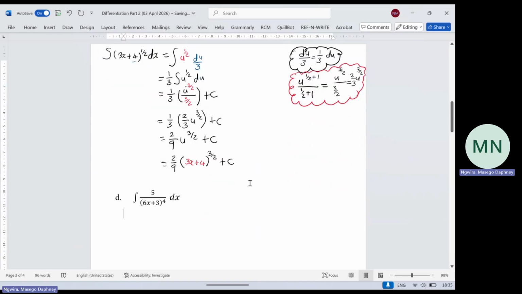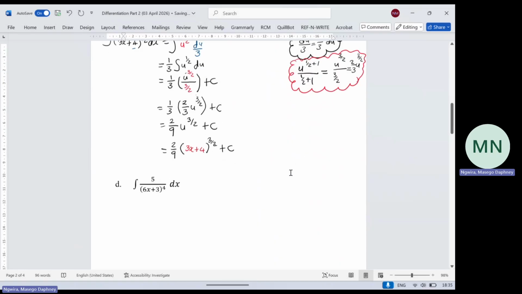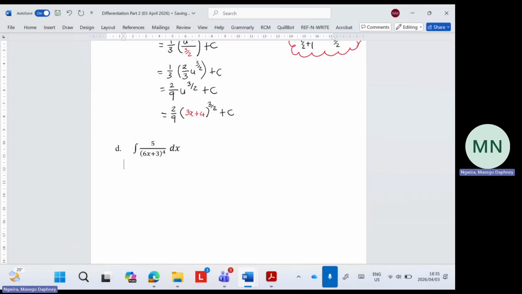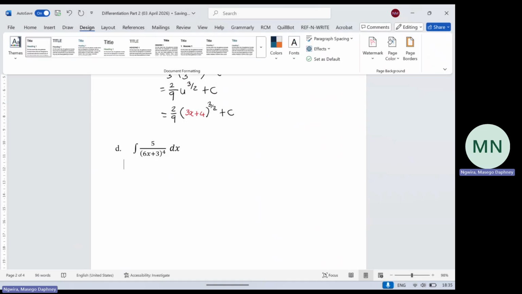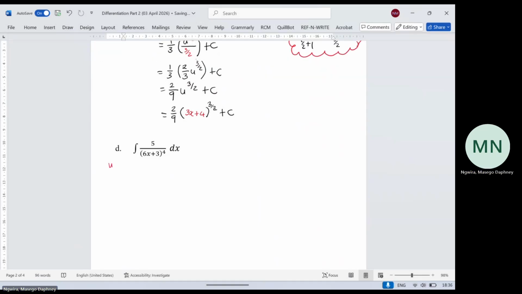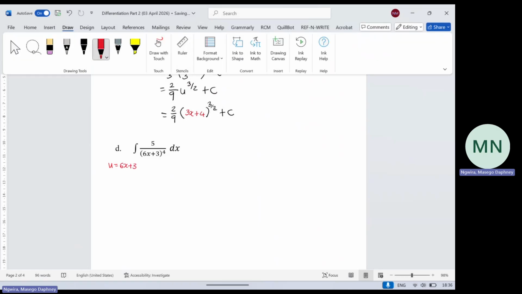So with number D, this one is also a function of a function. You'll see it's 6x plus 3, everything to the power of 4. So it means that we're also going to do the reverse of the chain rule. Okay, so we are going to say let u equal 6x plus 3. Okay, and then now we do the du dx.